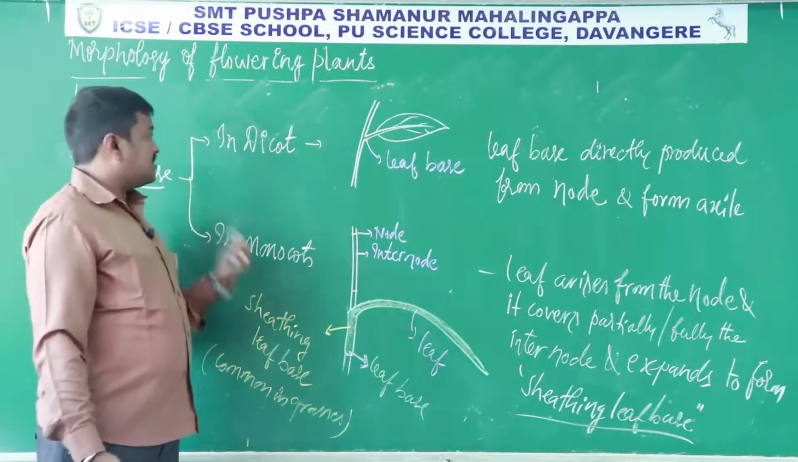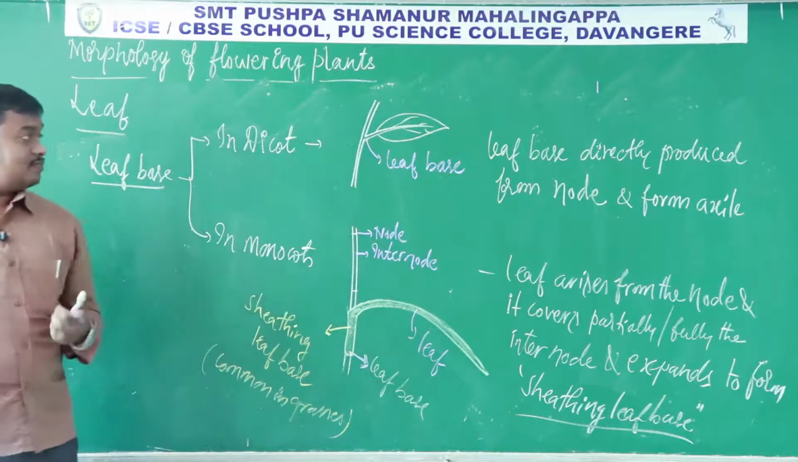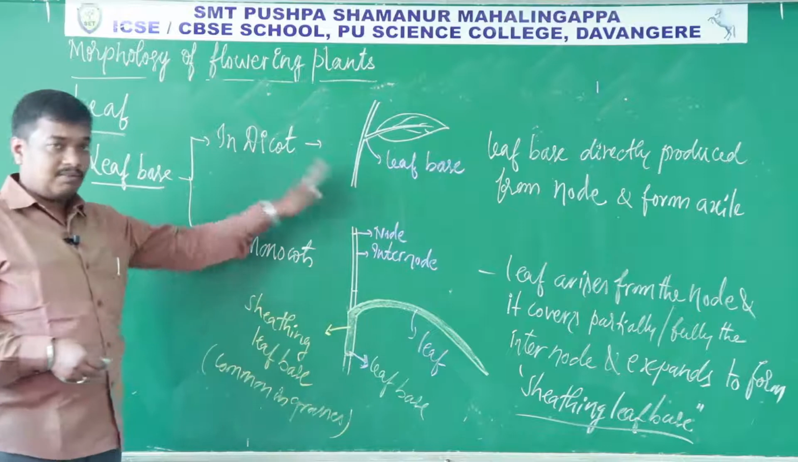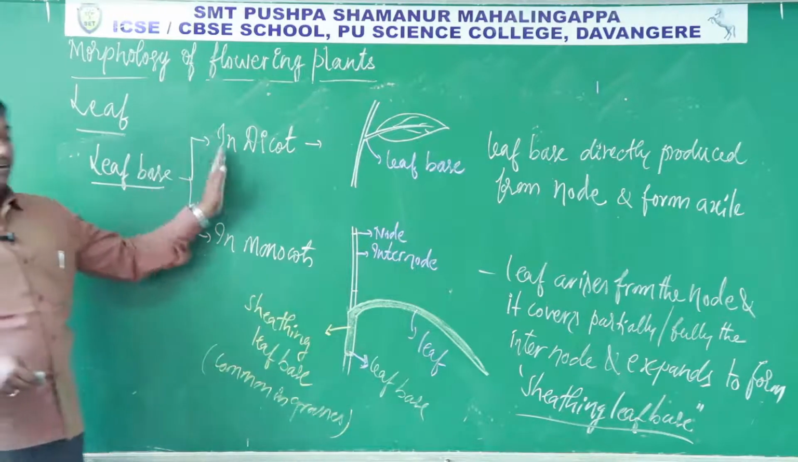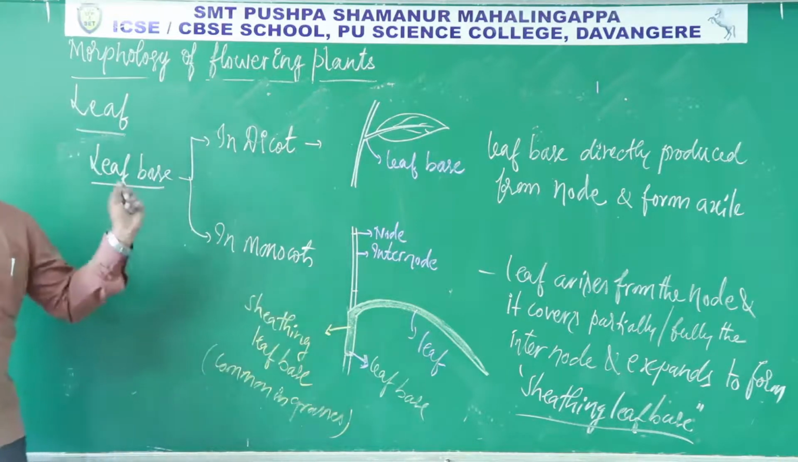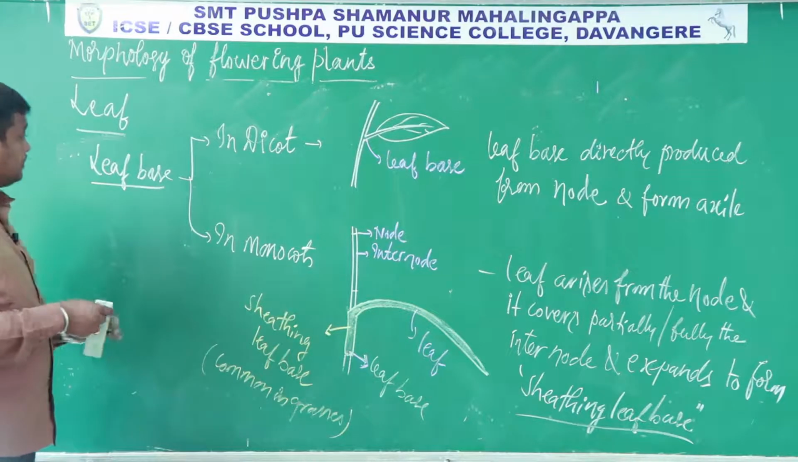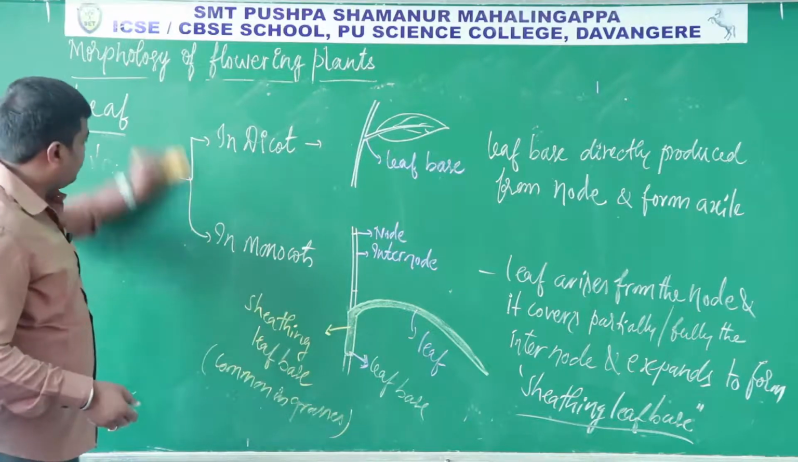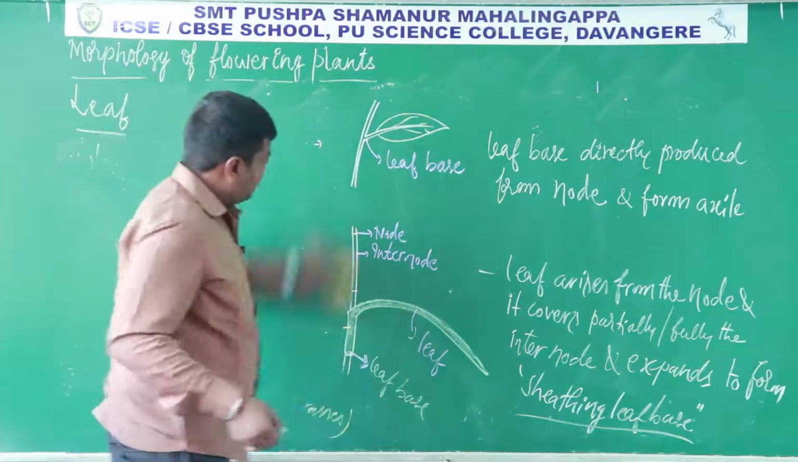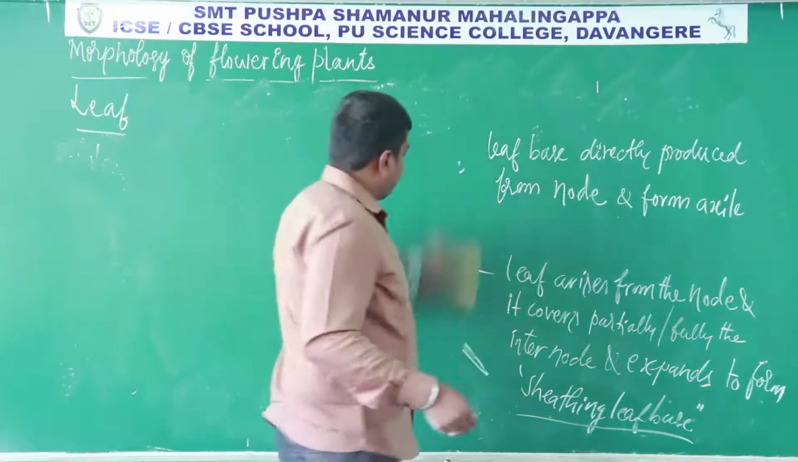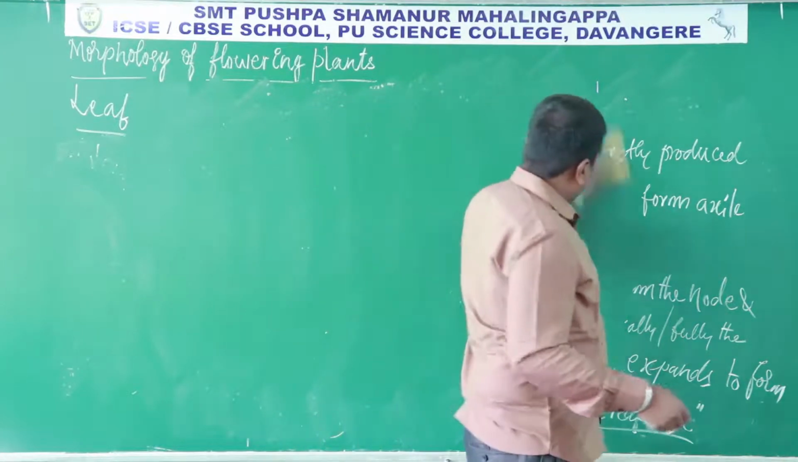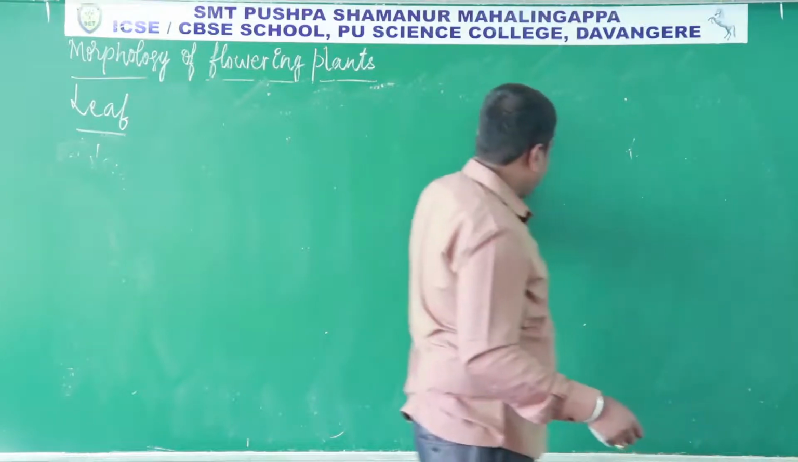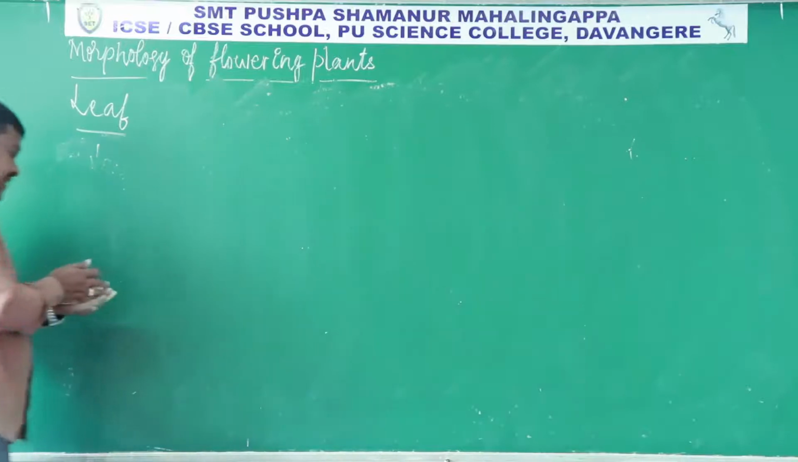Okay, so this is about the leaf base. So based on the leaf base, two types of leaves were there which causes a sheathing leaf base and a normal leaf. So normal leaves are observed in dicot, whereas sheathing leaf base is observed in monocots. Yeah, that's it. So this is about the leaf base. Next come to the venation.